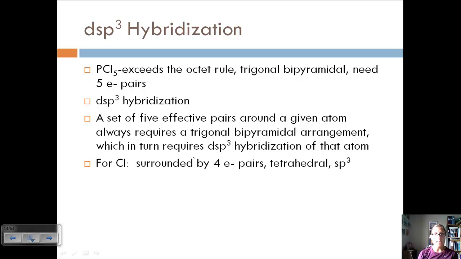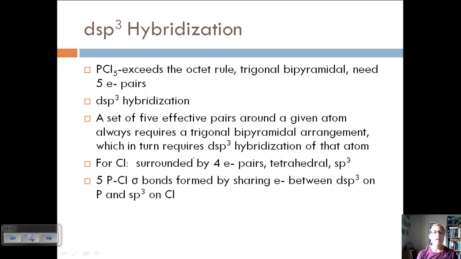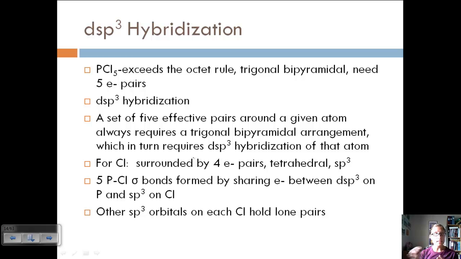So for chlorine, each of those chlorines in the PCl5 is surrounded by 4 electron pairs. So for each chlorine, it is tetrahedral shaped, and we would call that sp3 hybridized. For the 5 P to Cl bonds, those are sigma bonds, and those are formed by sharing electrons between the dsp3 hybridization on the phosphorus and the sp3 hybridized on the chlorine. And then on the chlorines, the other sp3 orbitals will hold lone pairs.